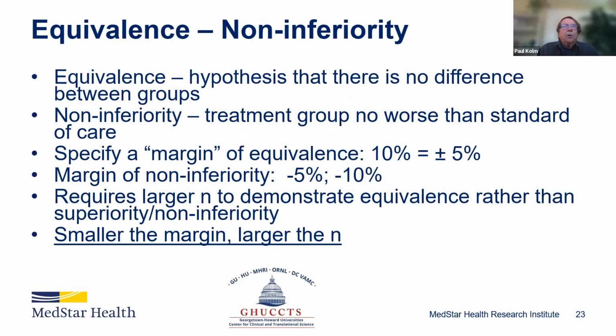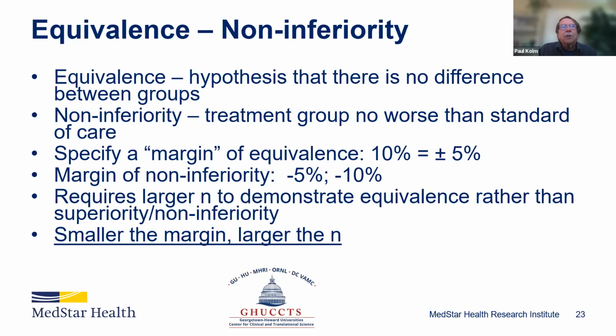Okay, so that's just a few examples. There are others that get more complicated than that. I want to talk a little bit about equivalence and non-inferiority. So equivalence is the hypothesis that there is no difference between groups. And so a lot of people think, well, if you fail to reject the null hypothesis, haven't you shown equivalence? Well, no, you haven't. As we pointed out before, all you can say is we have no evidence of a difference.